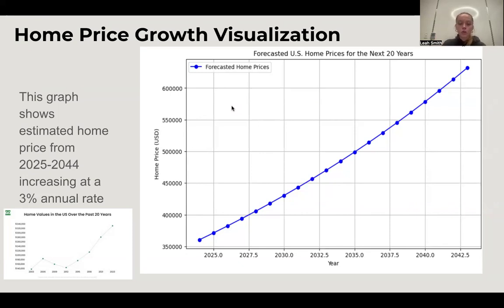In the bottom left-hand corner, I put a graph that I found online of home prices over the past 20 years going up to 2023. And you can see that around 2012, we see this linear pattern that I predicted to continue all the way to 2044. So we'll see if that happens. And this is with that 3% annual growth rate.